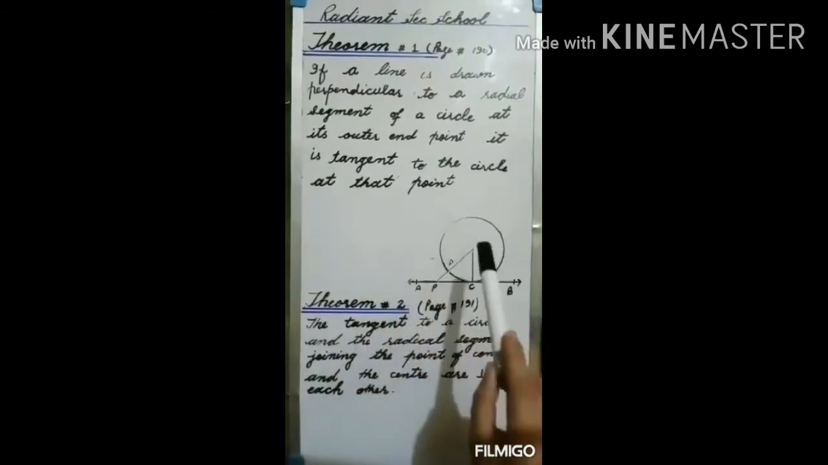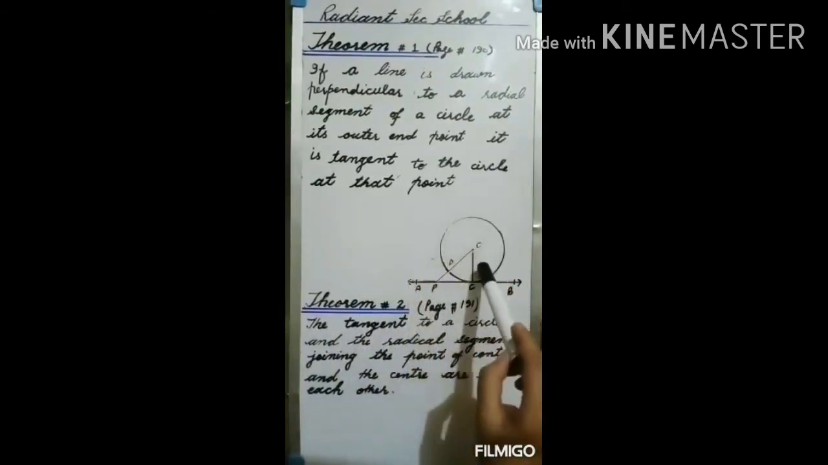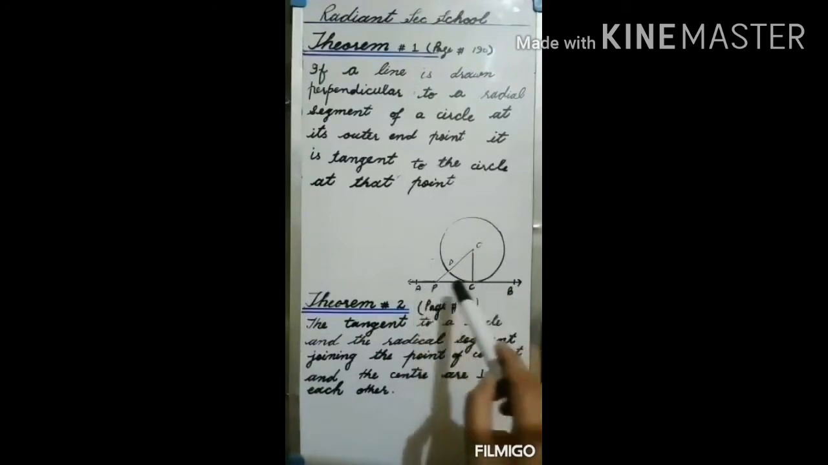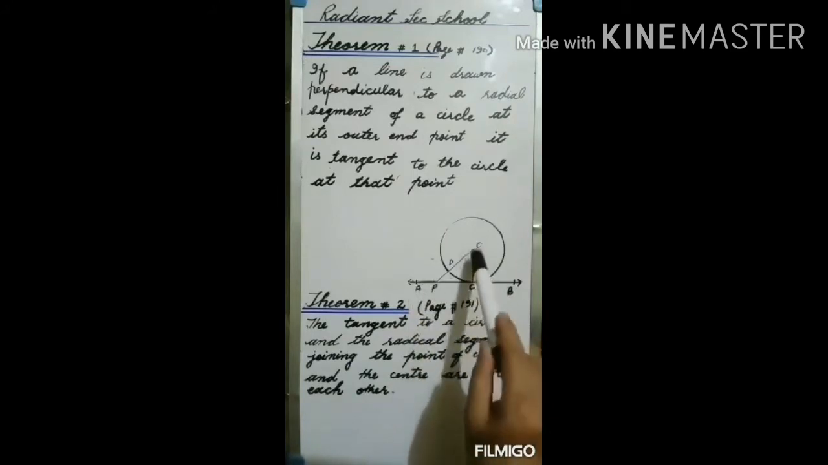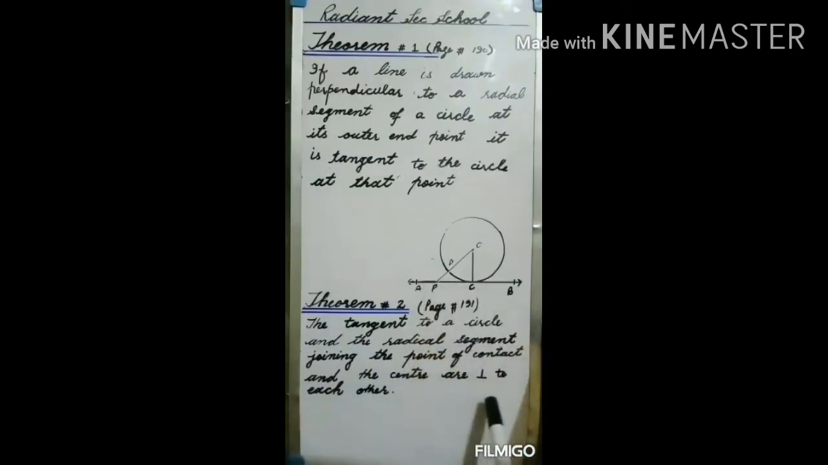In the first theorem they have said that the radial segment and the line are perpendicular. Right now in this they have given us that AB is tangent and OC is a radial segment. If both of these intersect each other at the common point C, that is the point of contact, then they will be perpendicular to each other. This is the symbol of perpendicular.